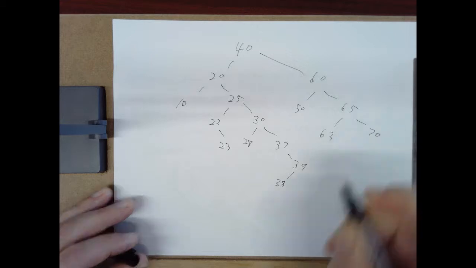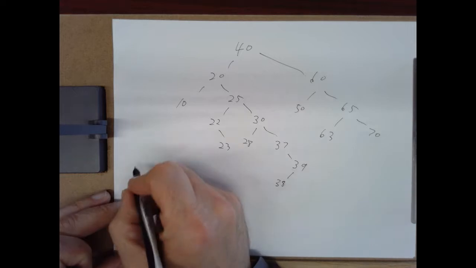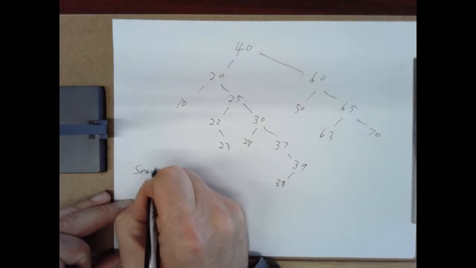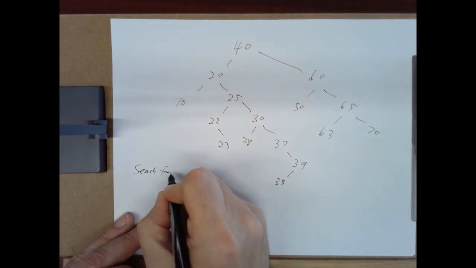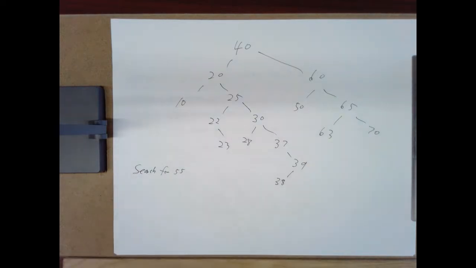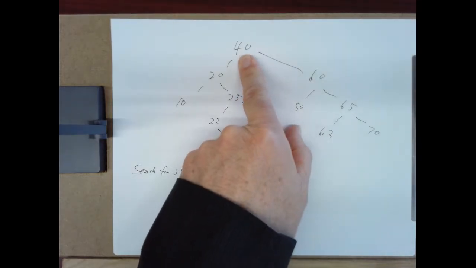All right, there's a big, horrifying binary search tree, unless I messed up somewhere. So let's not traverse this, but let's look at searching. So suppose we want to search for the number 55. All right, start by looking at the root. And we can ask, is this equal to 55? And it's not.